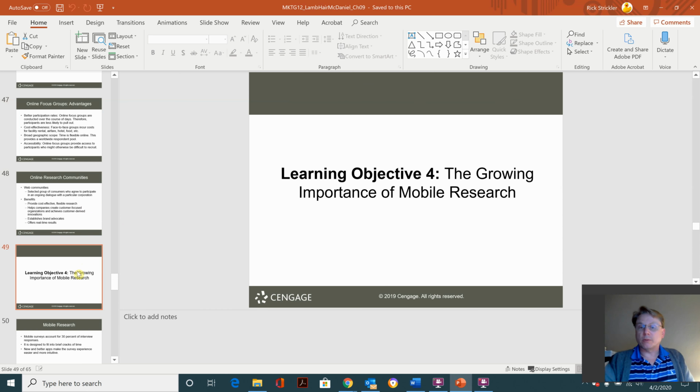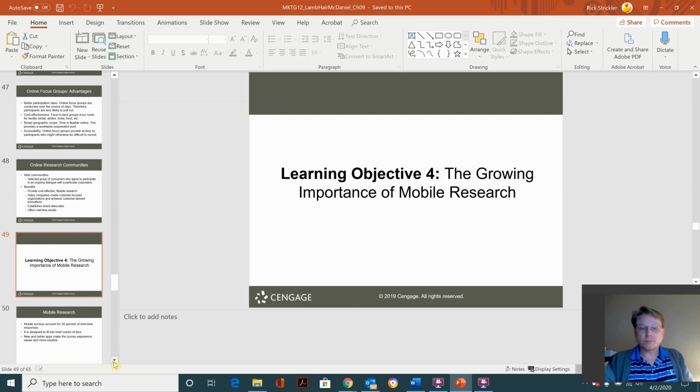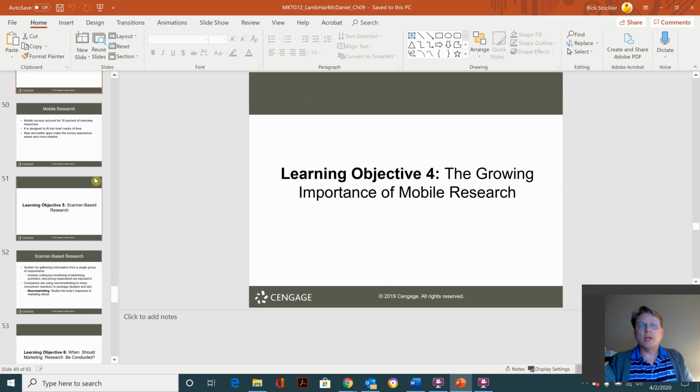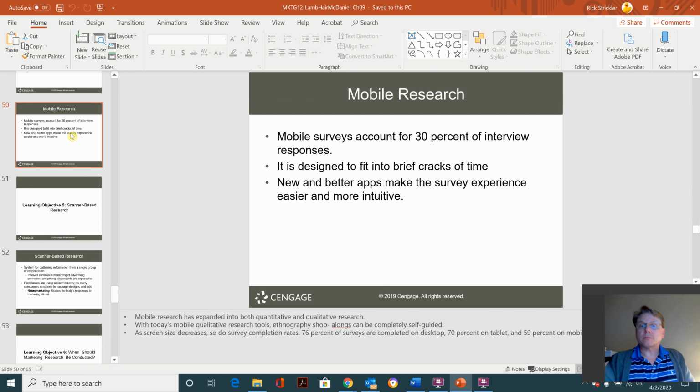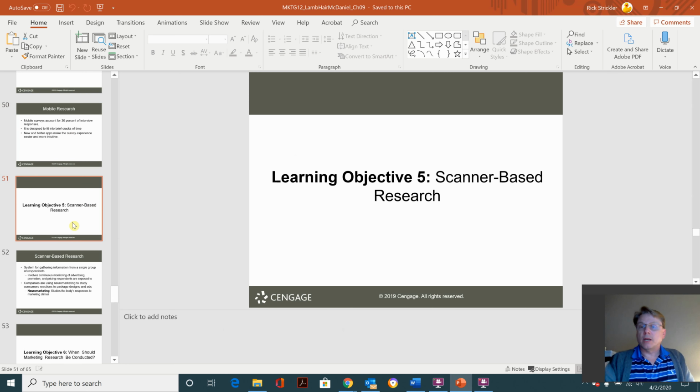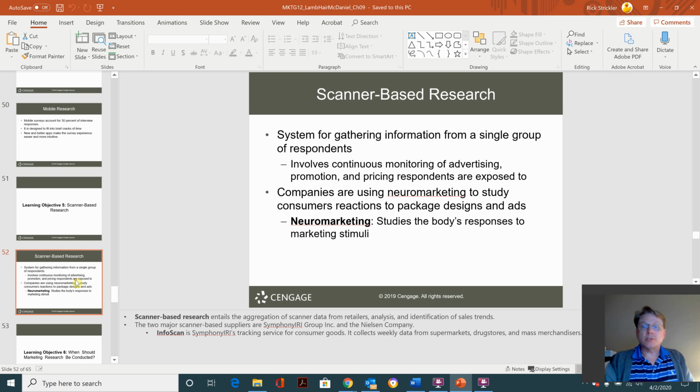So the growing importance of mobile research, with everyone having a phone: it's fast, it's easy, you can track people. It's a very small amount of time. It has to be very quick, and it has to have very little memory so that all phones could handle it. Then you have scanner-based research, and this is for neuromarketing, which studies the body's responses to different market stimuli.